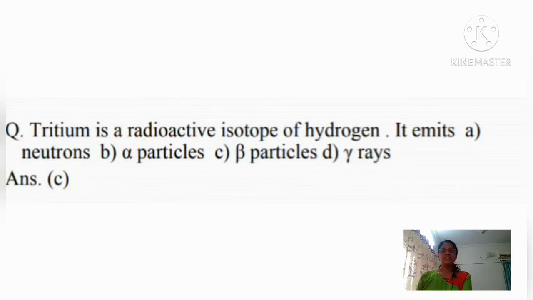Coming to the next question: tritium is a radioactive isotope of hydrogen. It emits A, neutrons; B, alpha particles; C, beta particles; and D, gamma rays. In this case, tritium is a beta particle emitter. So the option is C.